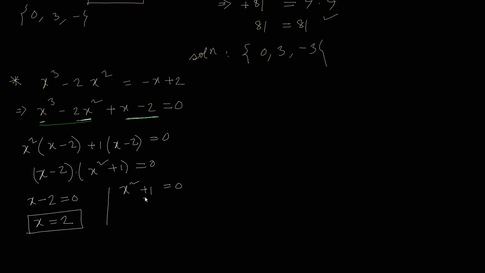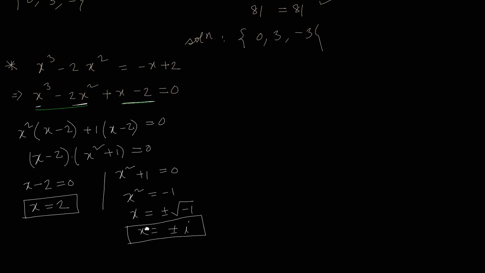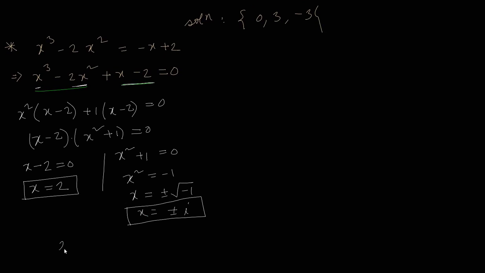And from x square plus 1, x square is negative 1, so x is plus minus the square root of negative 1, which is plus minus i, as we know that the square root of negative 1 is i. So I have 3 probable solutions. What are my 3 probable solutions? One is 2, another is plus i, another is minus i.